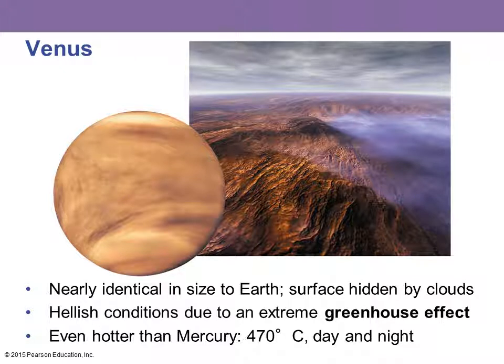Here's Venus, almost the same size as Earth, but the surface is of course hidden by a very heavy cloud layer. And because those clouds are above the surface of Venus and so thick, they tend to capture more of the heat that the Sun is giving off, and it ends up giving Venus surface temperatures as high as 470 degrees Celsius or roughly 900 degrees Fahrenheit.